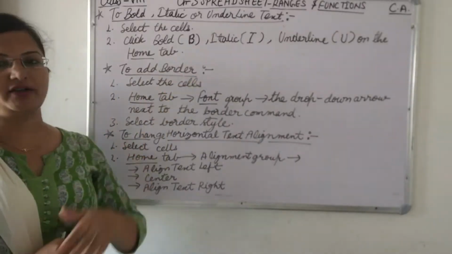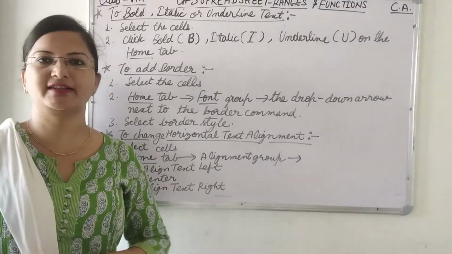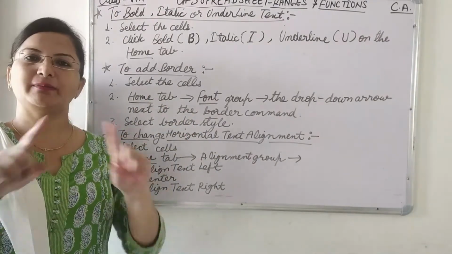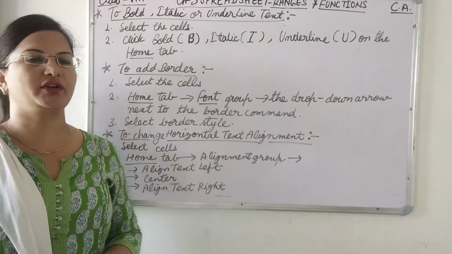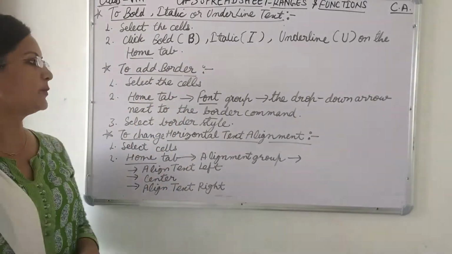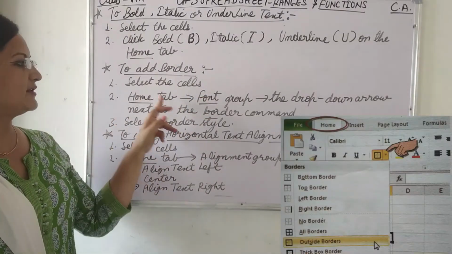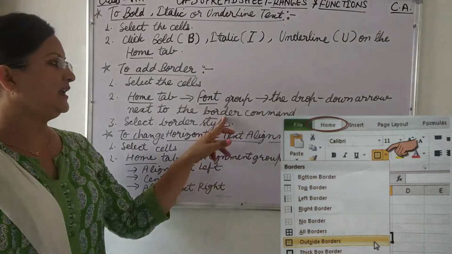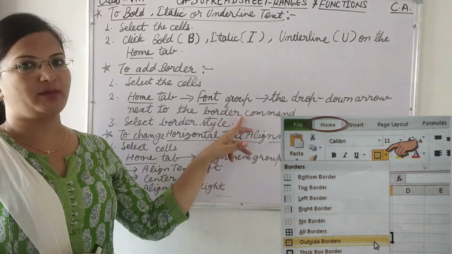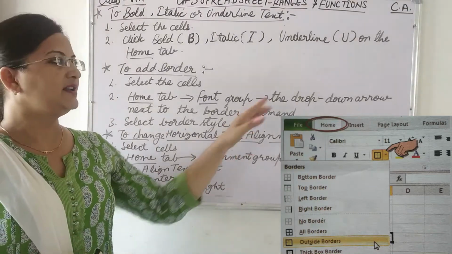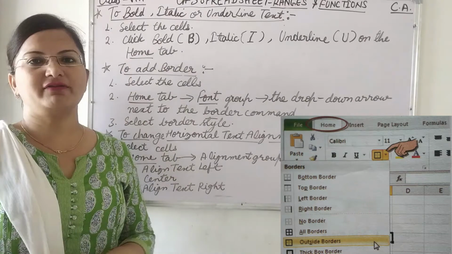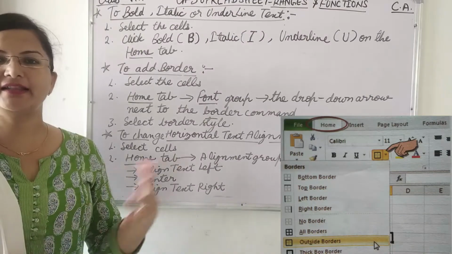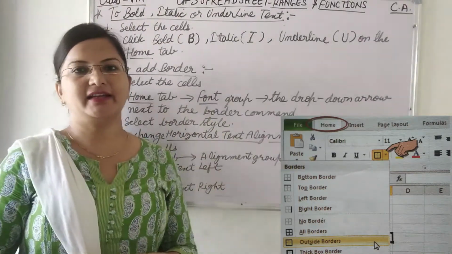Then to add the border, you know very well there are cells in the spreadsheet. So if we have to make a nice border table, or simply we want an outer border or the topmost border, then we can choose this option. So first of all select the cells. Then in home tab you have to go to font group. In font group there will be a border command. When you click on the border command, or on the arrow of the border command, a drop down will appear with the list of borders available. So select the border style that you want, and that border style will be applied to the selected cells.